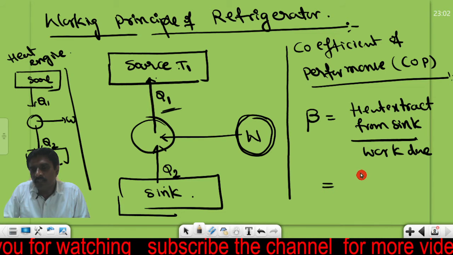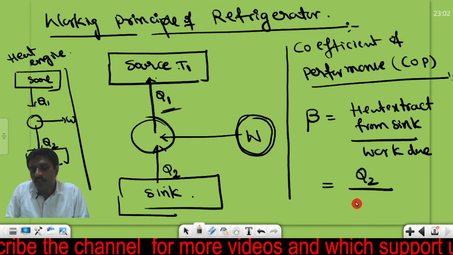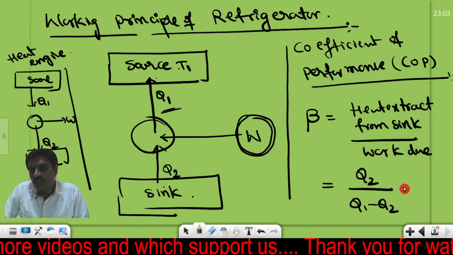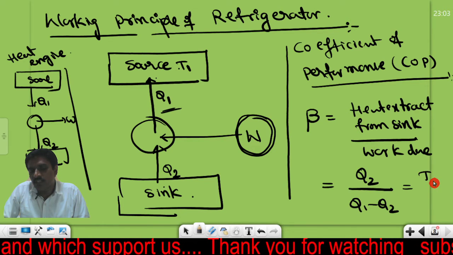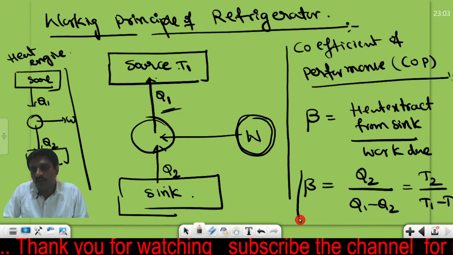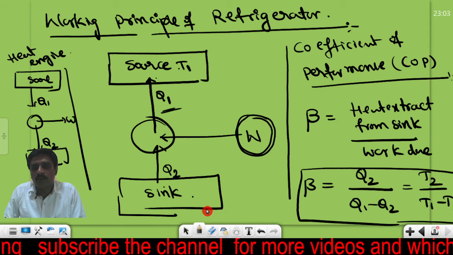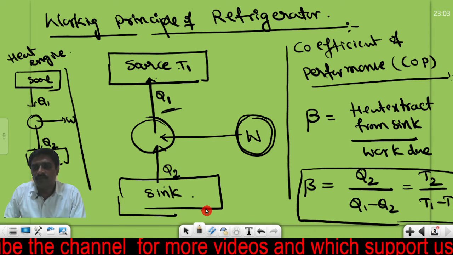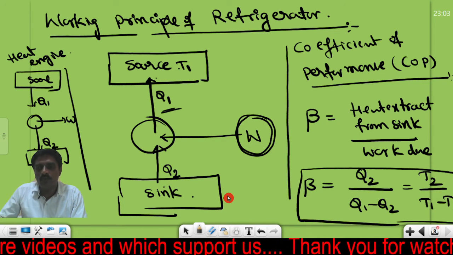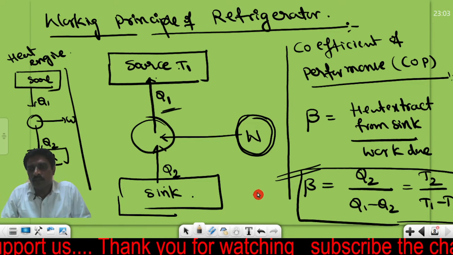How much heat is extracted here? Q2 amount of heat is extracted. How much work is done here? Q1 minus Q2 amount of work is done here. So this formula can be written as T2 divided by T1 minus T2. This is the formula for the coefficient of performance of the refrigerator. I hope you understand about this refrigerator. These formulas are very important, we need to use them to solve problems.